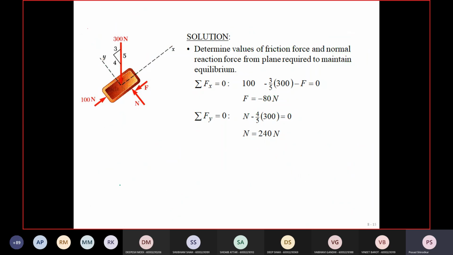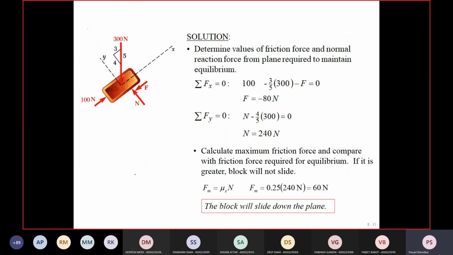Which part you did not understand? Which part? Sir, 3/5 into 300. It is just a resolution. So you can either find the angle. So how much will be this angle? Tan inverse of 5 by 3. So this will be tan inverse of 3 by 5. So how much is that? 36.86. Right?